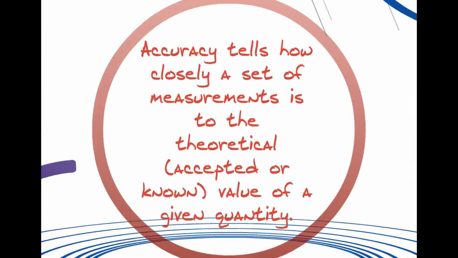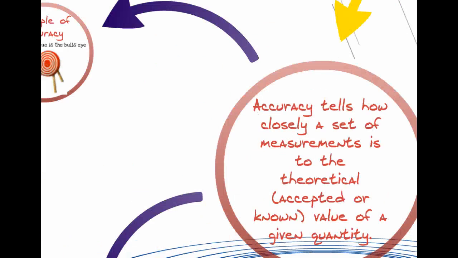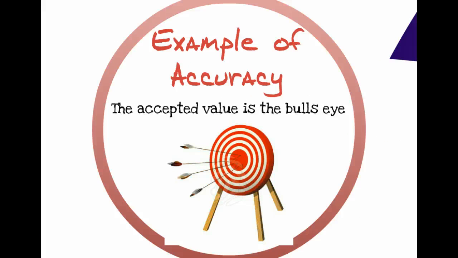So accuracy is going to tell us how closely a set of measurements is to the theoretical or the accepted or known value of a given quantity. So let's look at this in terms of a target. So we all know what a target is, and obviously the accepted value of a target would be the bullseye. That's what we're aiming for. So when you're going for a target, you want to hit the bullseye. So this would be an example of accuracy. An accurate shot with an arrow would be somewhere close to the bullseye.